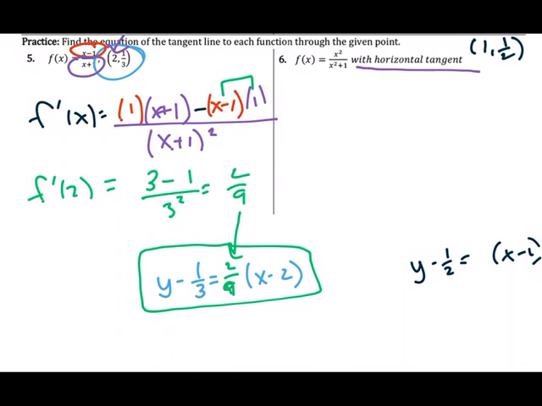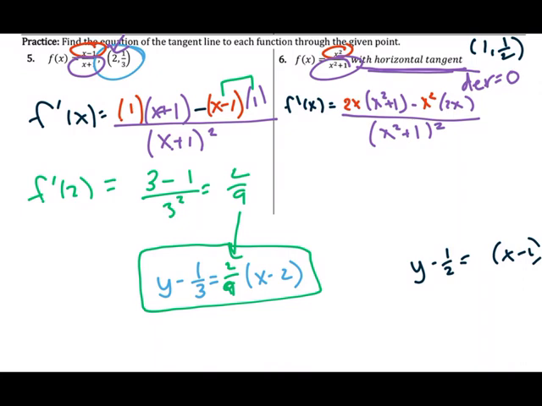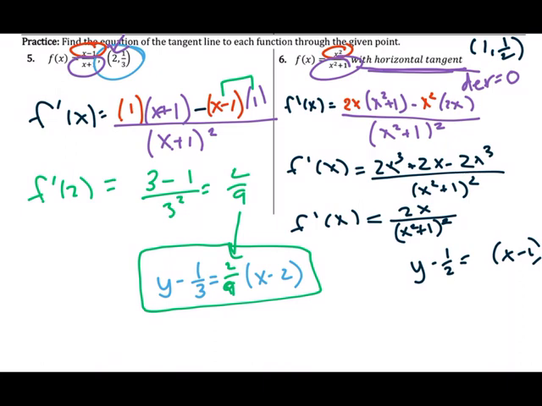like this, and then we need to know when we have a horizontal tangent, meaning which x value makes our derivative 0. So go ahead and pause the video and use the quotient rule to find the derivative here. So here's my derivative. I'm going to go ahead and simplify my numerator. So there I have it simplified. I want to know what x value makes this derivative 0, and that's going to be when x equals 0. So my slope is going to be 0. So this line is going to be y minus 1/2 equals 0, or y equals 1/2, which makes sense. It should be a horizontal line since we were looking for a horizontal tangent.